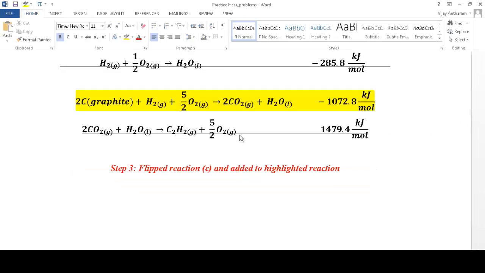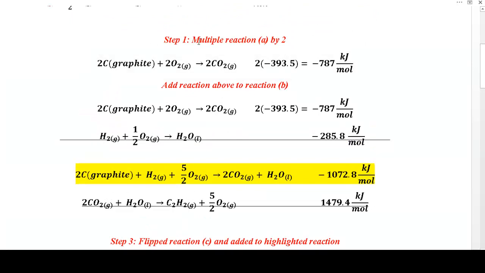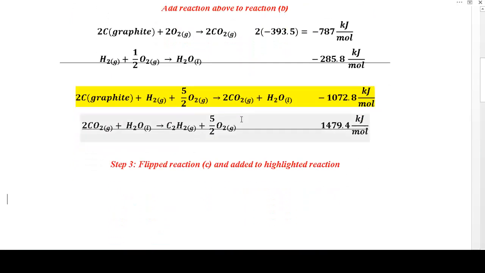So we flip reaction C, we flip the sign, so it's now, instead of minus 1479.4 kilojoules per mole, it is positive. And then we'll add it to this reaction here that's highlighted, which we got from step 1 and step 2. So adding that, we'll see automatically that this 2CO2 and the H2O cancel out with the 2CO2 and H2O here from this reaction.